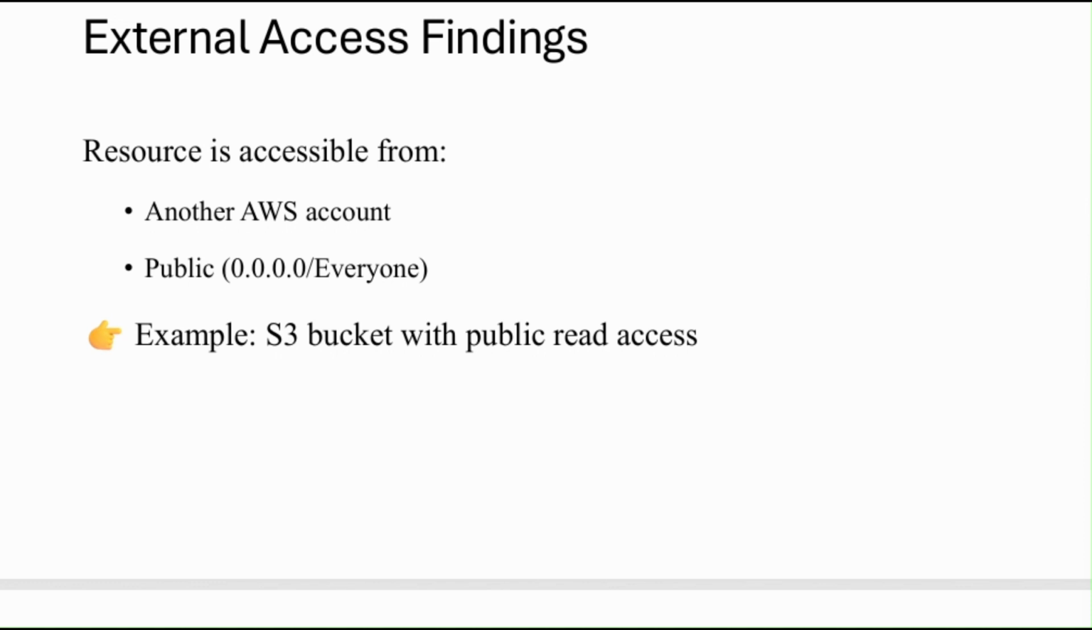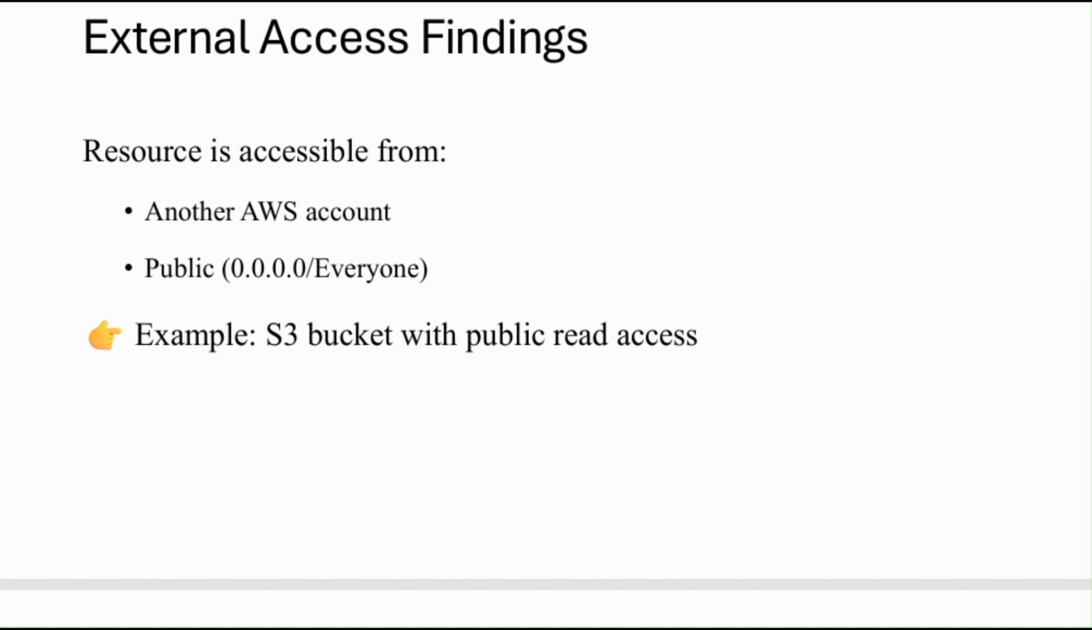Imagine company A and company B both use AWS. Sometimes they need to share resources. For example, company A might say, I give permission to company B's account to access my S3 bucket. IAM Access Analyzer will detect this and create a finding. Your S3 bucket is accessible from another AWS account.